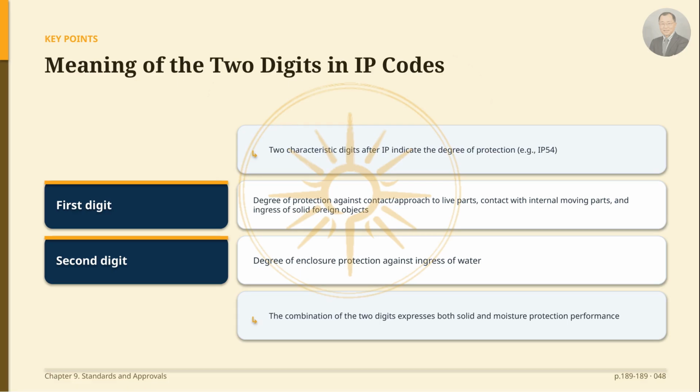I'll now explain the meaning of the 2 digits that make up the IP code. 2 characteristic numerals follow the IP letters, for example, as in IP54. The first numeral indicates 3 types of protection: protection against human contact with or approach to live parts, protection against human contact with moving parts inside the enclosure, and protection against the ingress of solid foreign objects. The second numeral indicates the degree of protection the enclosure provides against the ingress of water. By combining these 2 numbers, the protection performance against both solids and moisture is expressed together in a single code.